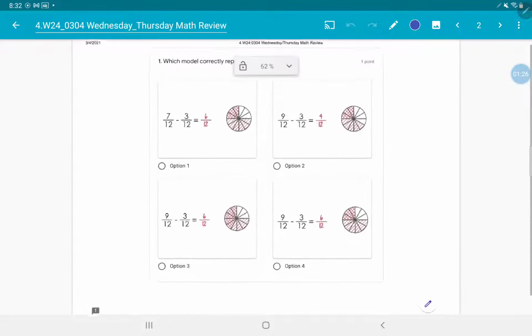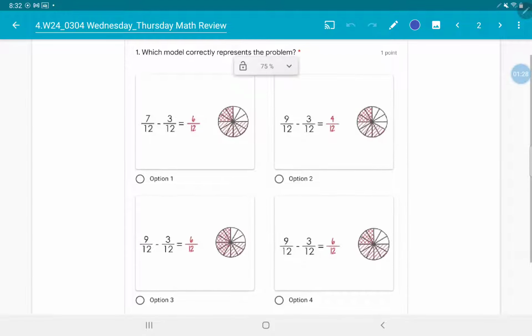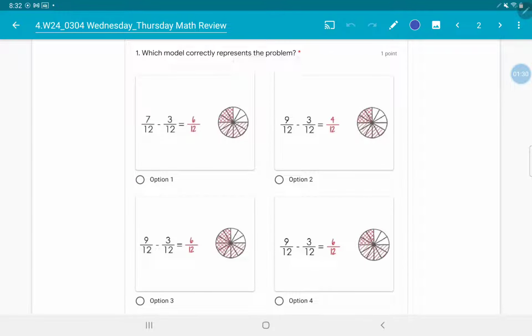All right, so let's look at today's daily math. The first question asks you which model correctly represents the problem. So we have some fractions in all four options, and we're subtracting each time. What do we have to make sure of? When I add or subtract fractions, what has to be the same before I can add or subtract, Justice? The bottom number, the denominator. And in all of our options, the denominator is the same. It's 12 each time. So now I know that I'm just ready to subtract.